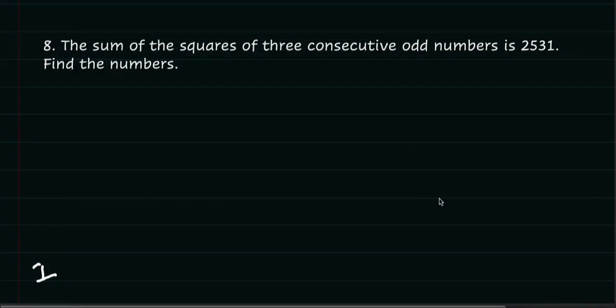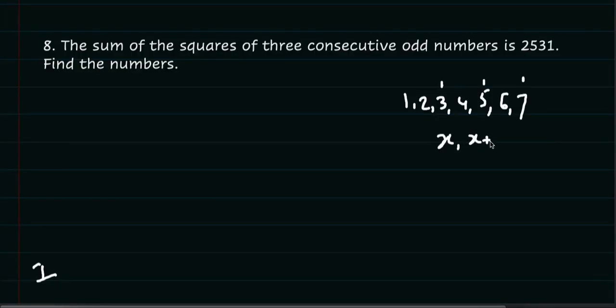The sum of squares of 3 consecutive odd numbers. You know odd numbers, right? Consecutive odd numbers means, if I am taking the first one as x, the second one will become x plus 2, the third becomes x plus 4, and I have to take the square of all the 3. So let the three numbers be x, x plus 2, x plus 4.